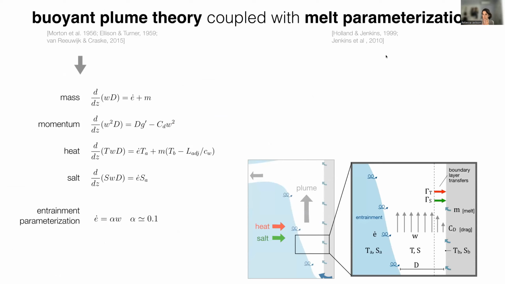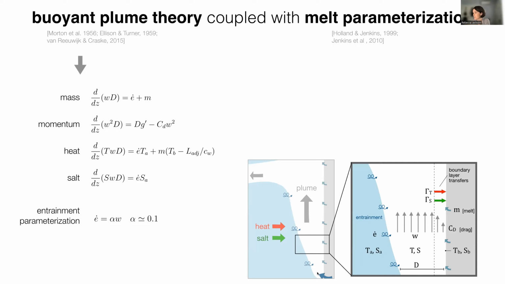So the first part of this common framework is buoyant plume theory, which is a well-developed theory to track the mass, momentum, heat, and salt budgets for a plume as it rises along an ice face. And it goes along with an entrainment parameterization. This tells us, given some inputs of buoyancy, how the plume will evolve as it rises along the ice face.